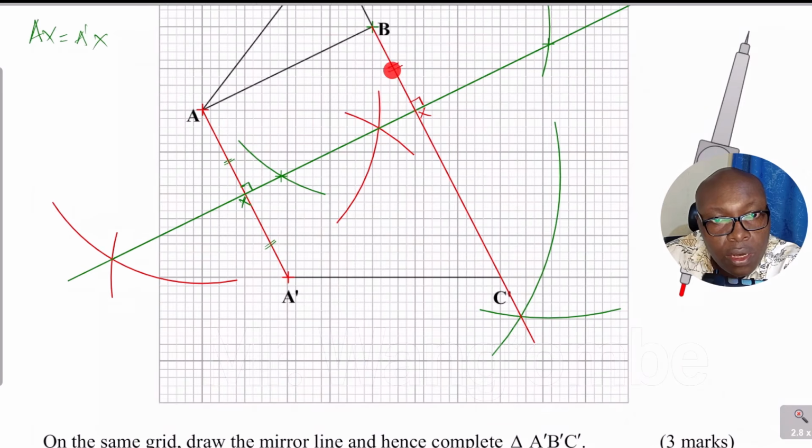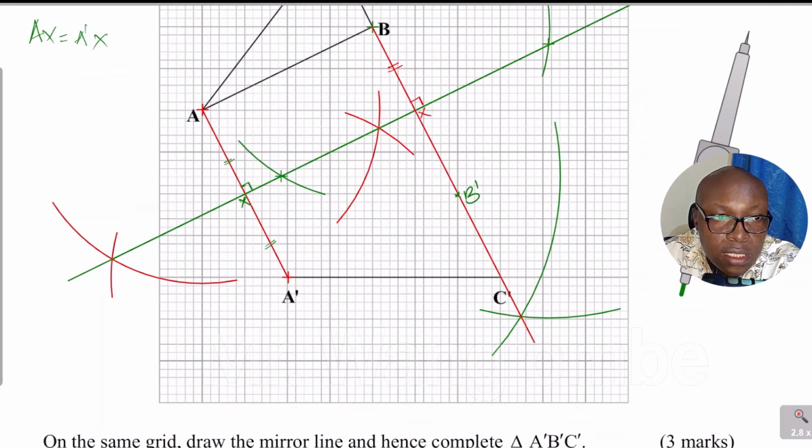So these are 1, 2. There are 2 squares. So B prime should be here. You can take that distance using a pair of compasses. So that is where B prime should be.